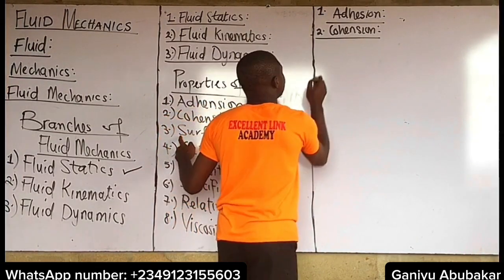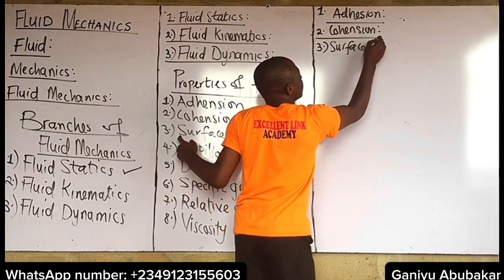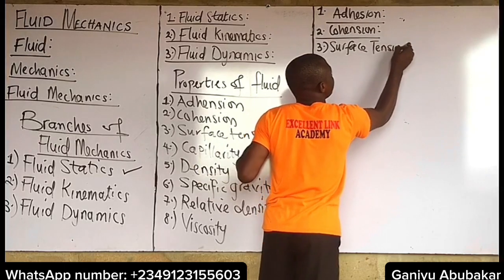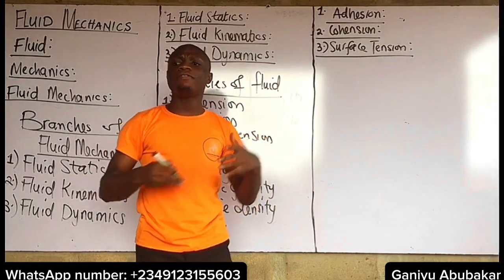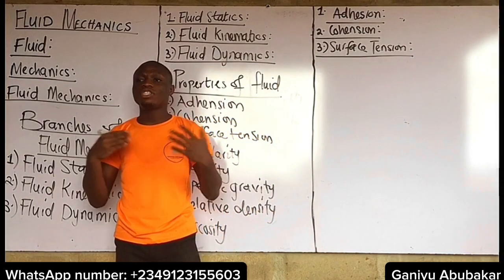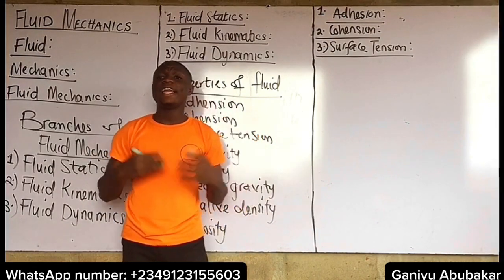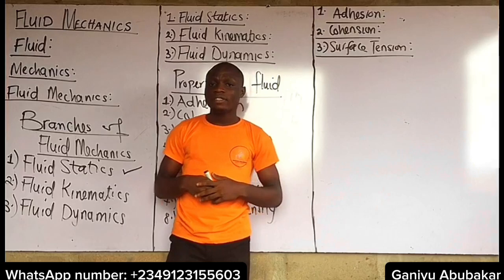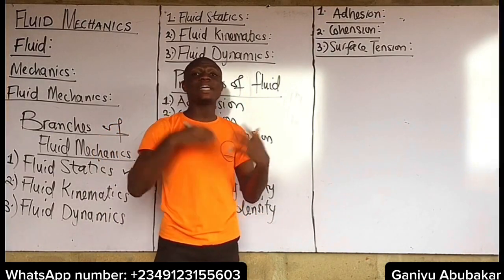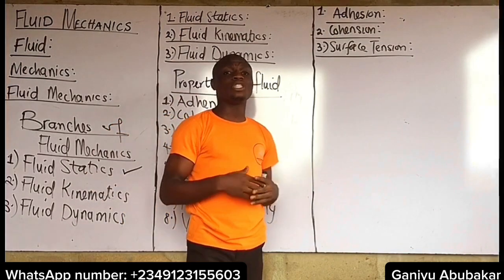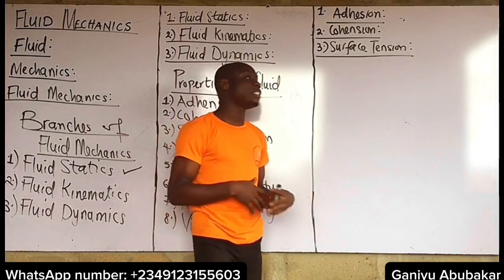Let's define the third property, called surface tension. Definition: surface tension is simply the force that acts on the surface of a liquid or fluid, making it behave like an elastic stretched skin. That's the definition behind surface tension, right? The force that acts on the surface of a liquid or fluid, making it behave like an elastic stretched skin, is to be what?